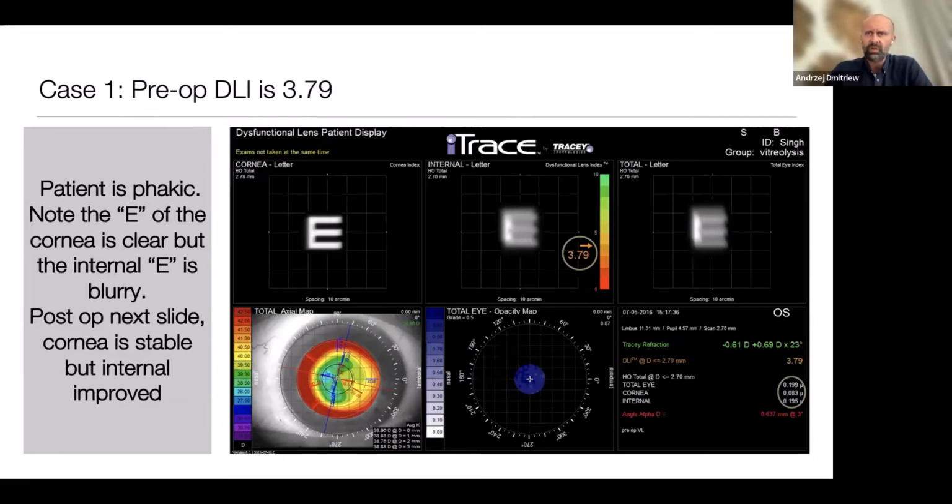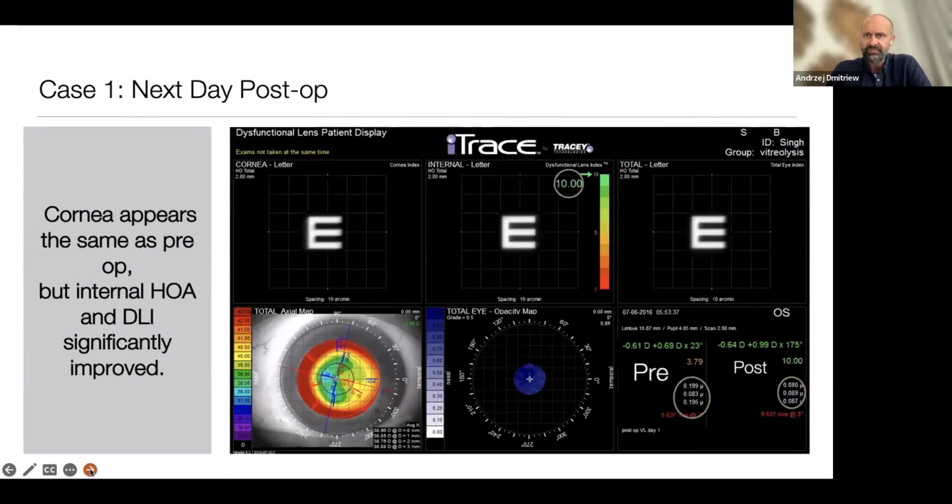This is to show the quality of internal optics of the patient before the treatment. We see that the letter E is quite blurry, and when you perform the treatment, it's getting much easier to recognize. At the same time, the dysfunctional lens index is improving a lot. We had slightly over 3 before, and right now it's 10. So it's showing a dramatic increase of quality of vision and quality of light perception.